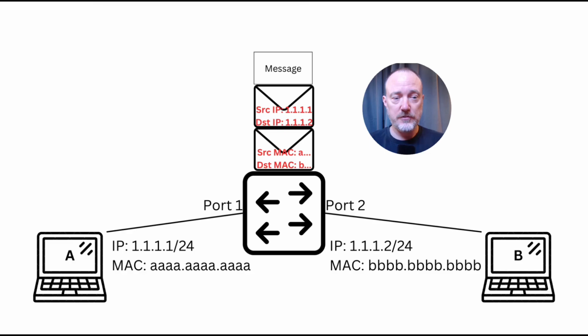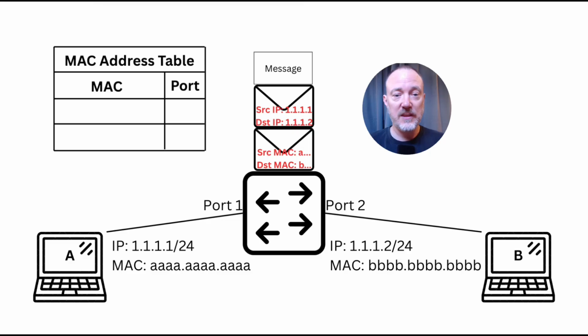It sees that the layer 2 destination is a MAC address of all Bs. The switch does not have that MAC address, so it knows it is not the layer 2 destination, but it needs to figure out where to send the frame. In order to do this, there's a table that the switch has to reference that has a mapping of MAC addresses to interfaces or ports. That is called the MAC address table.